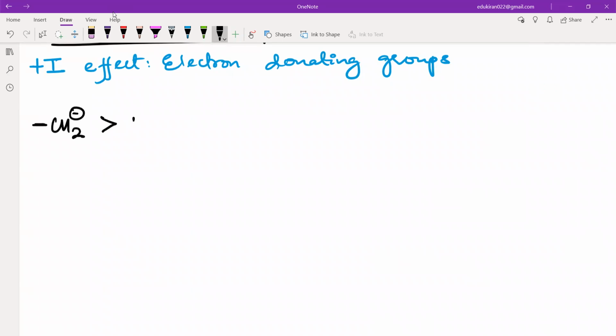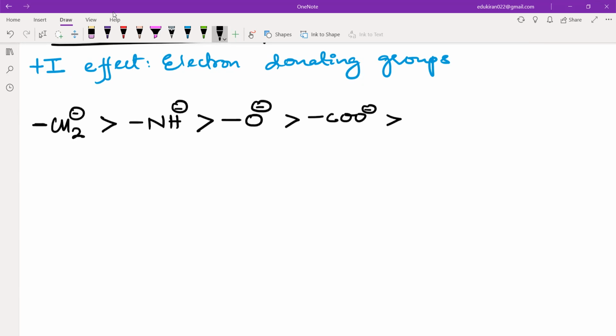Followed by NH negative, right? Now you can understand the comparison: nitrogen also has negative charge, carbon also has negative charge, but the tendency to give electron is more of carbon and tendency to pull electron is more of nitrogen. And after that, you can also put the O negative, right? This will be followed by COO negative. This can also give some electron.